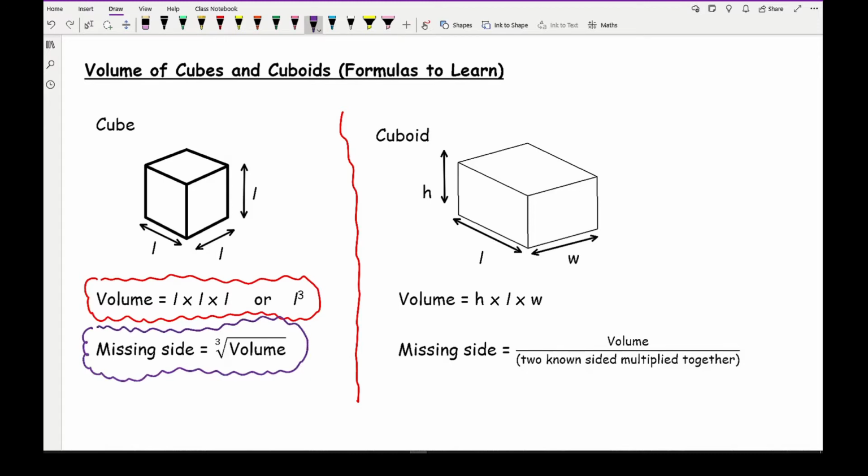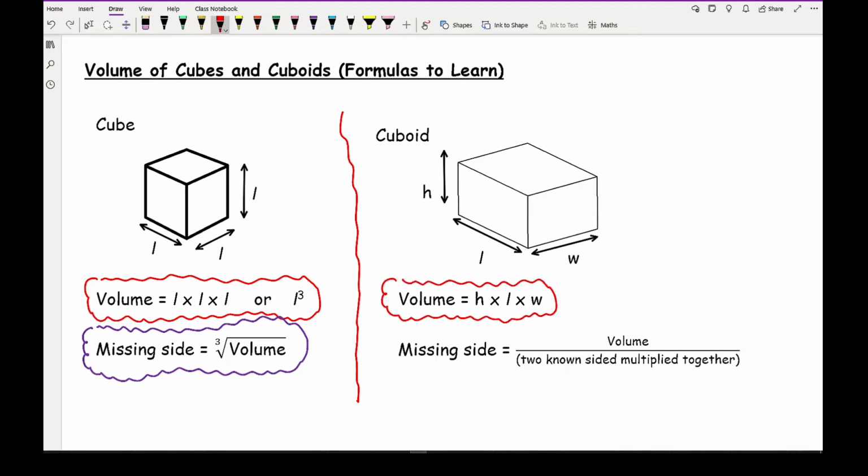Now for a cuboid, that's going to be slightly different. With a cuboid, at least one of those sides is going to be different. Two of them may be the same, but more often than not, with a cuboid, all three lengths are going to be different. So the formula to work out the volume of a cuboid is multiplying the three different dimensions together. So here we've got the height times the length times the width multiplied together.